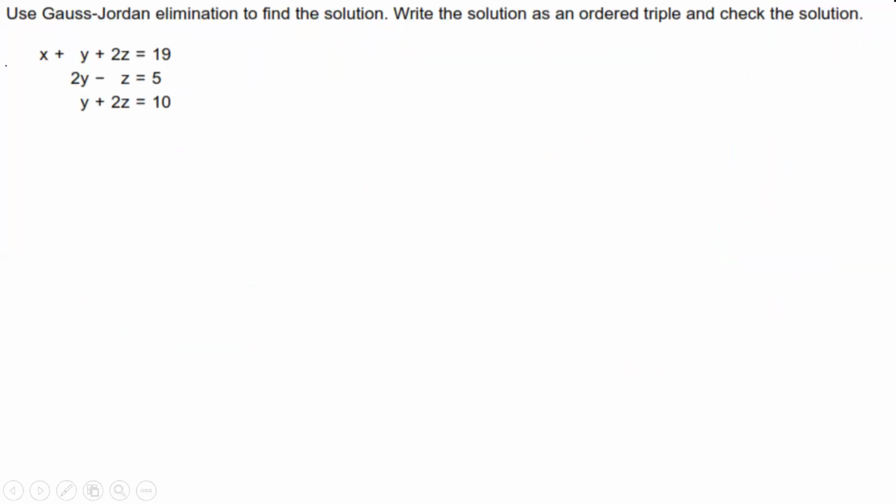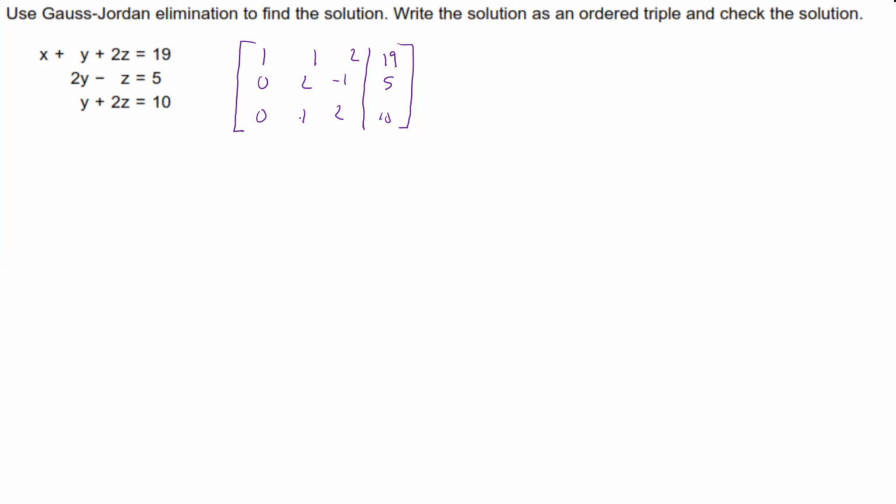But on this one, first I have to write the augmented matrix. Now this is going to be a 3 by 3, so I'm going to have a 1, a 1, a 2, then a 19. Then I'll have a 0, a 2, a -1, and a 5, and a 0, a 1, a 2, and a 10. Now, I want to have ones down the diagonal and zeros everywhere else on this left side. And then whatever's on the right side is my answer.